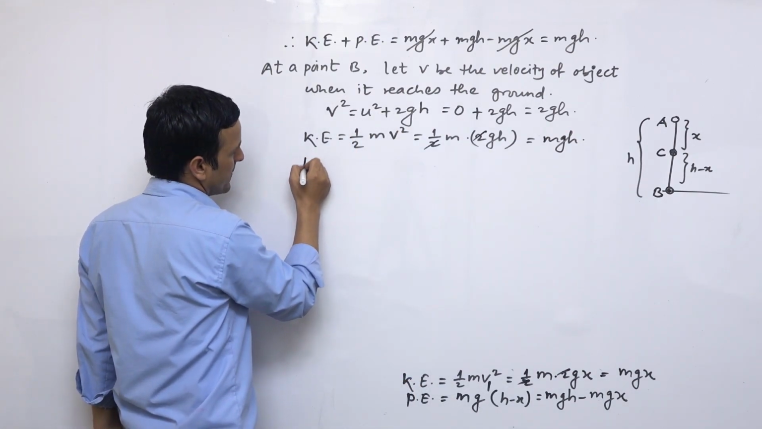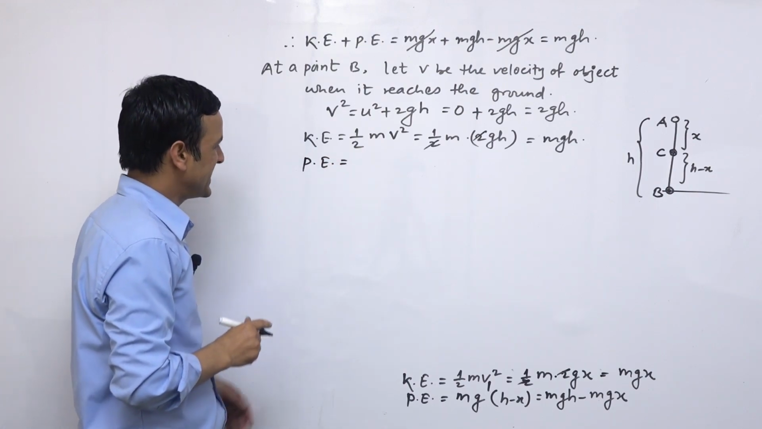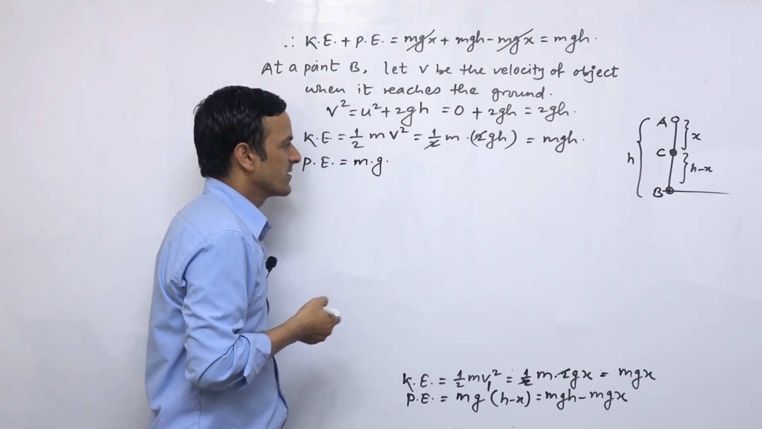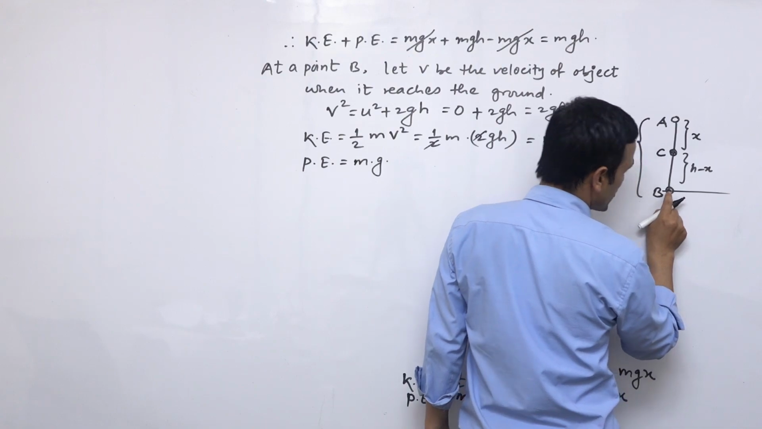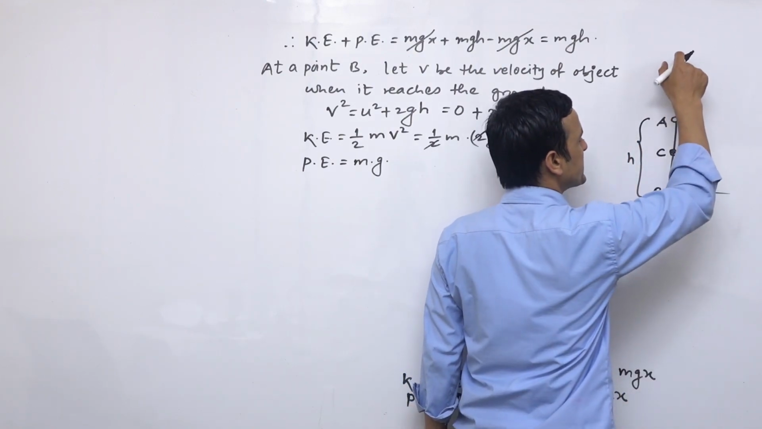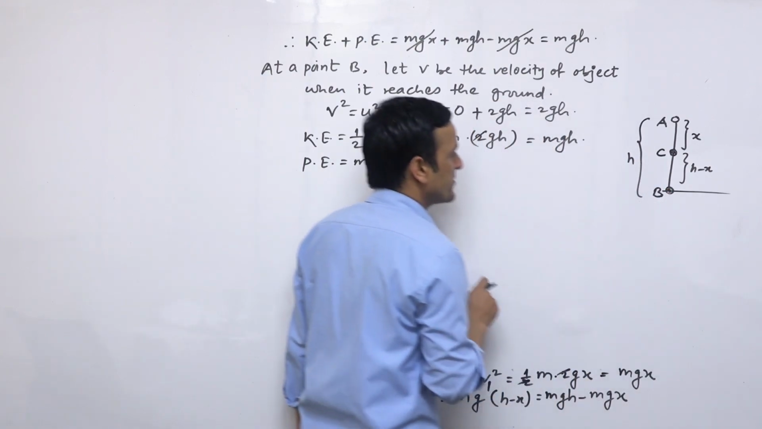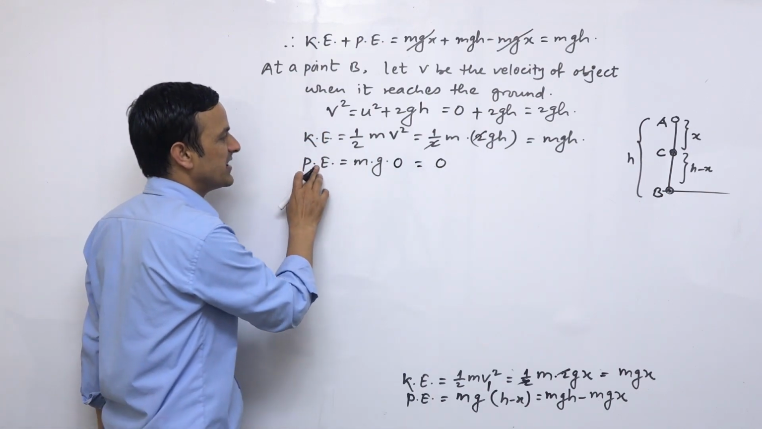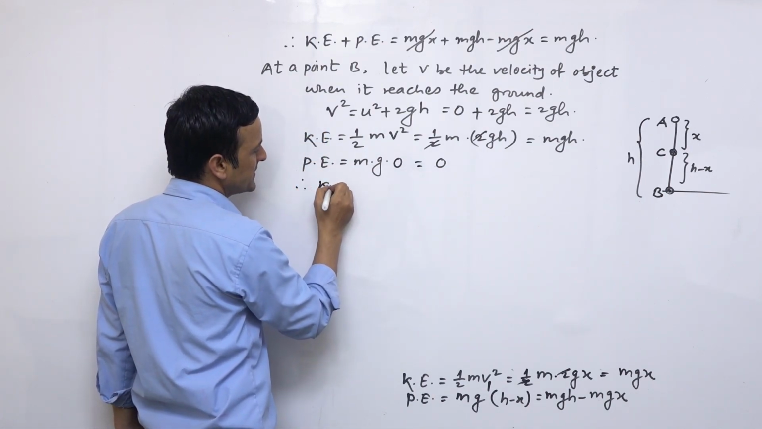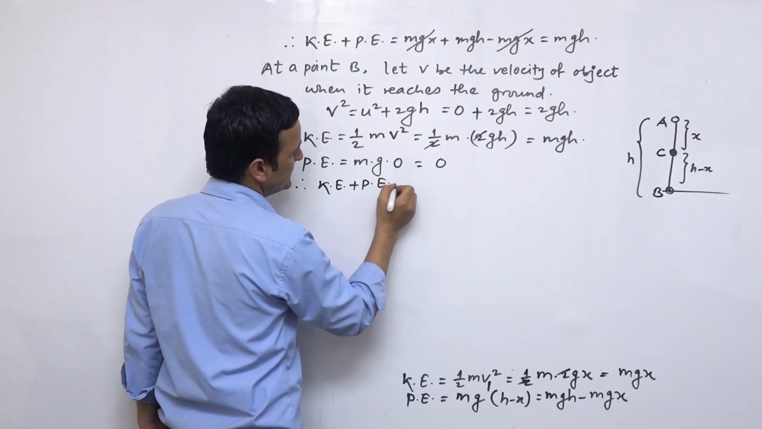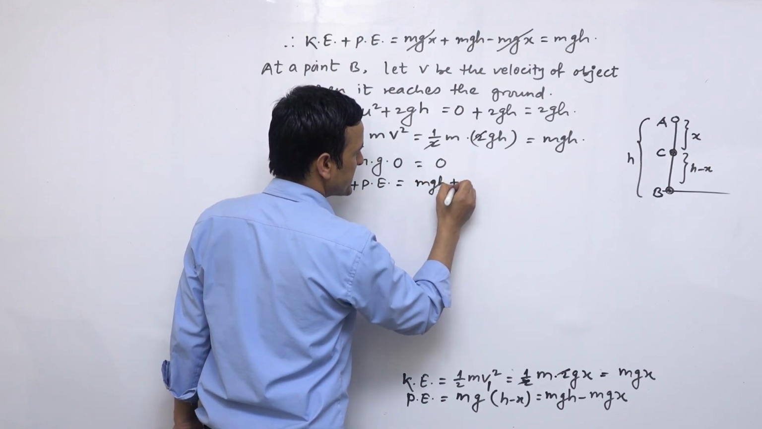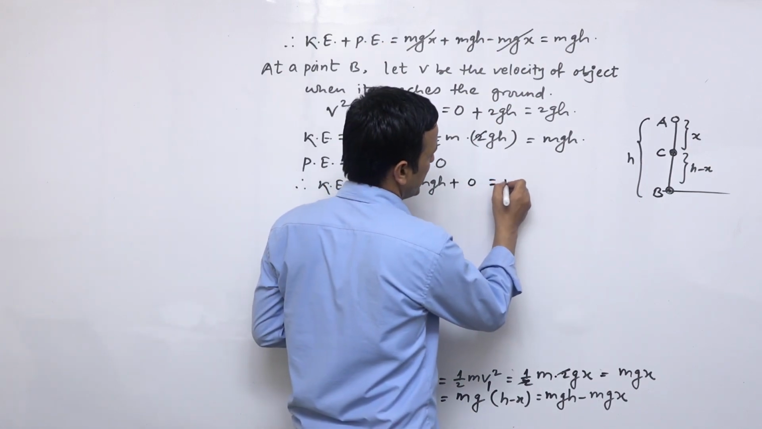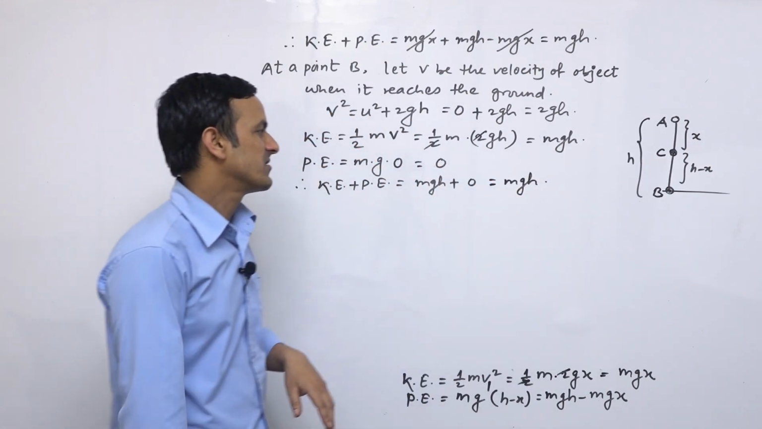If you find out the potential energy of that object, then what will happen? It is mass into gravity into height. At this point there is no height because this is the ground. What we call h is the height from the ground, but since this point is on the ground, h becomes 0. That's why its energy is 0. Potential energy is 0. Now we can add ke plus pe again. So ke is mgh and pe is 0. So in this way, we finally write down mgh.